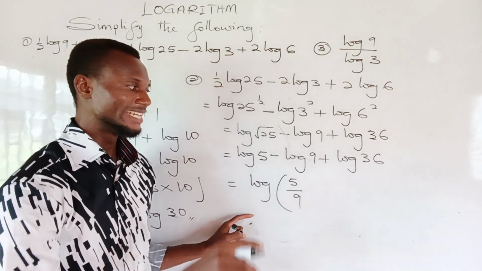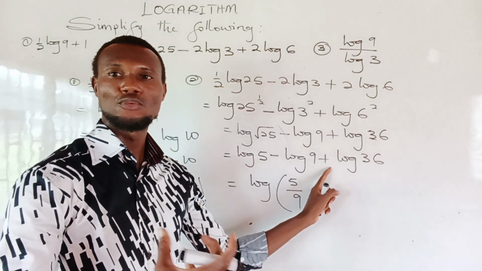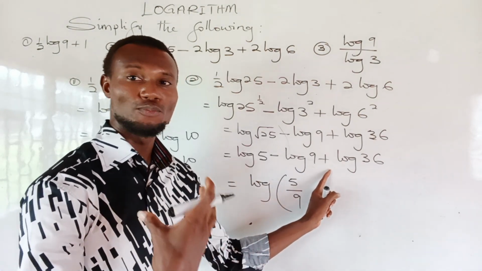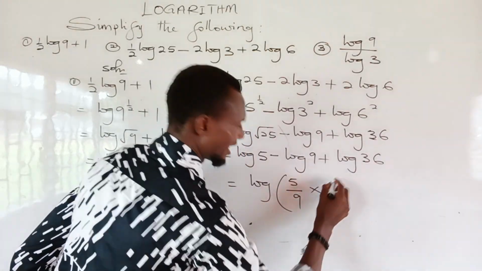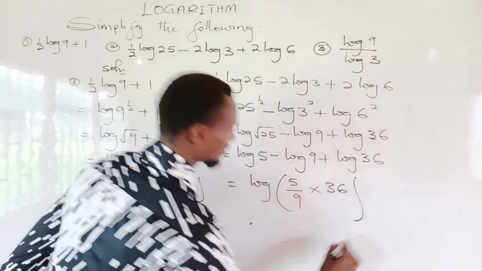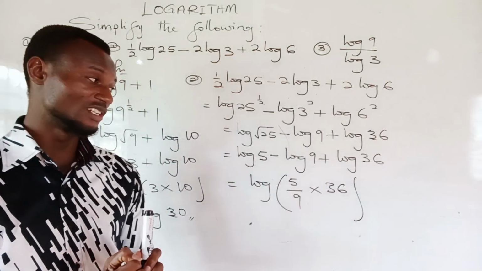Now I'm seeing addition here, so we are going to apply the product rule. When you see addition, then the product rule needs to come to mind. So it's going to be times the 36. So this is what you need to do. I hope the explanation is clear enough up to this point.